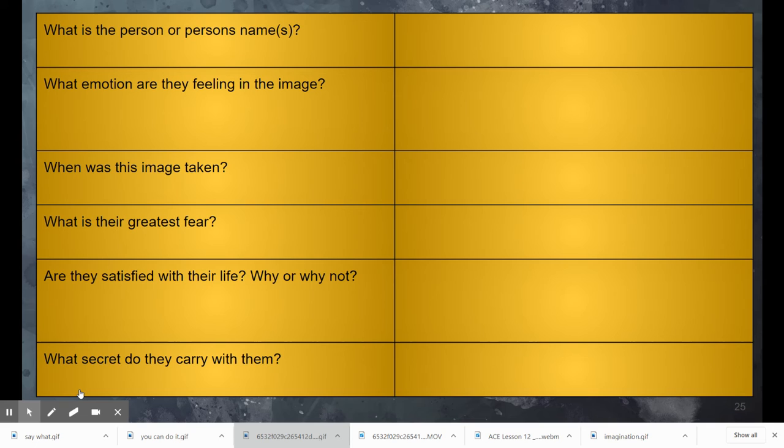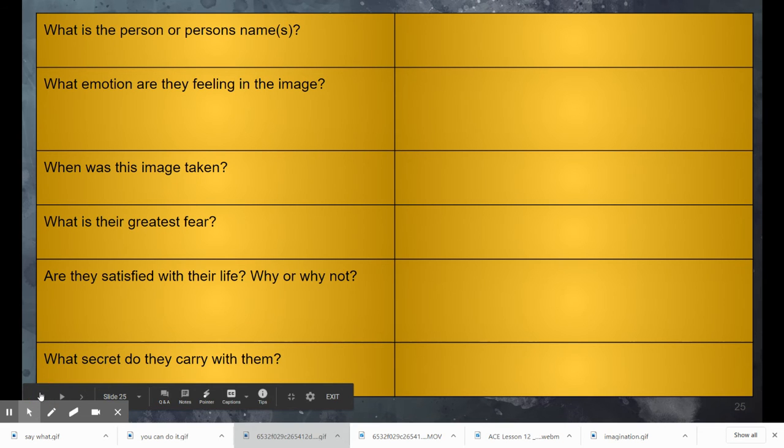What emotion are they feeling in the image? When was this image taken? What's their greatest fear? Are they satisfied with their life? Why or why not? What secrets do they carry with them? These are just your thoughts. It doesn't have to be formal ACE responses. Just jot down some thoughts. You could even use bullet points if you wanted, but this will help develop your character.